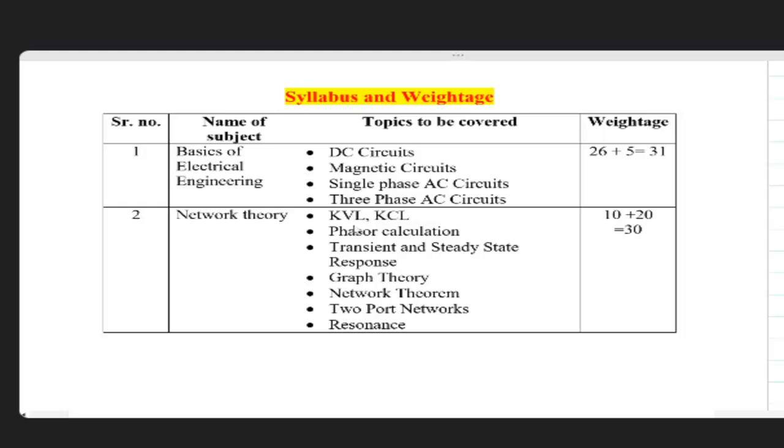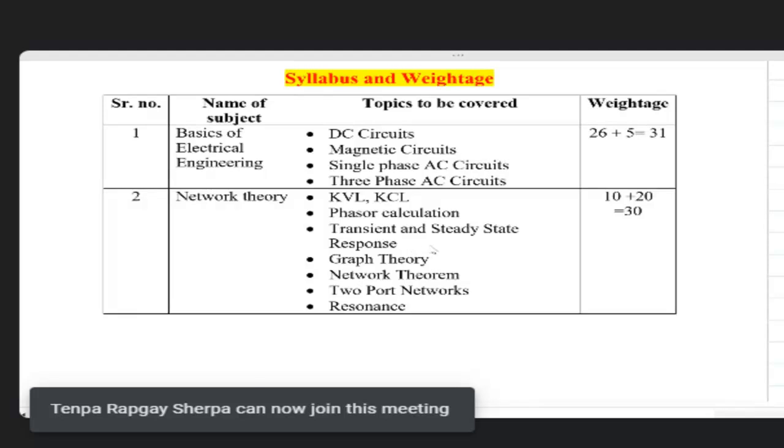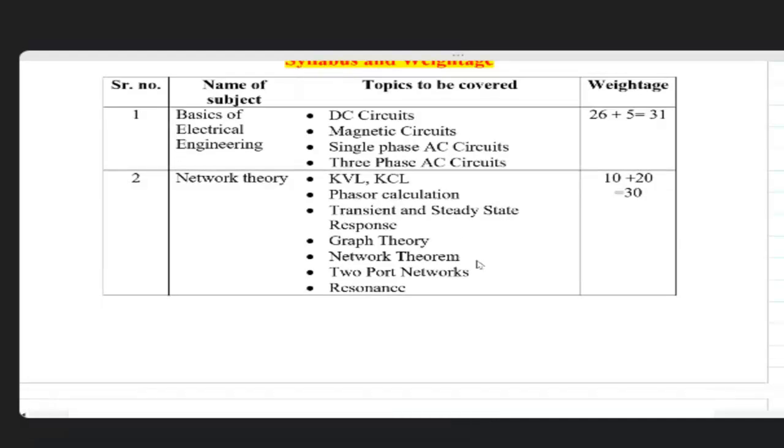Similarly, the second subject is network theory. Network theory includes KVL, KCL, phasor calculations, transient and steady state response, graph theory, network theorems, two-port networks, and resonance. We can say this is the extension of basic electrical engineering. You can see 10 plus 20: 10 marks of MCQ type questions and 20 marks of descriptive type questions. Total marks 30, which is 10% of 300.